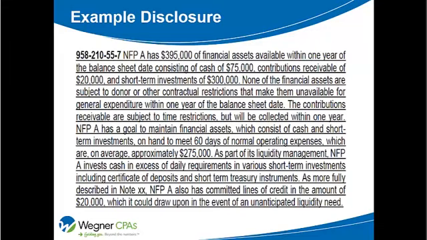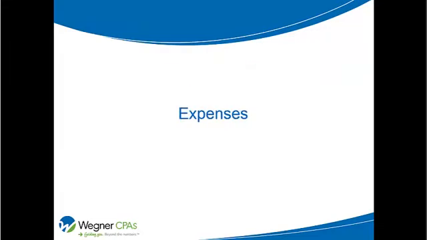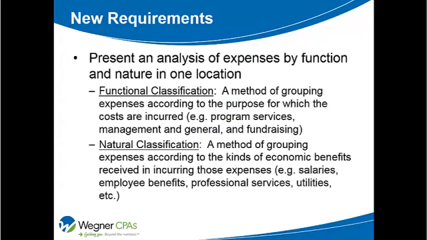Moving on to our expenses. The new requirement in this ASU 2016-14 is that all not-for-profits now, not just the health and welfare nonprofits, must present an analysis of expenses by function and nature in one location. So you can't just have it by function in one place and by nature in another place. You have to have those both together. We generally call this the schedule of functional expenses. It could be a statement of functional expenses. And some of you are already doing this today, so you won't see a major change here.